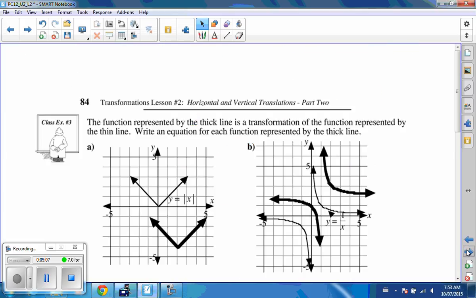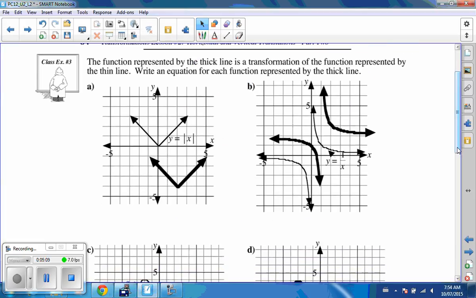So, here we have to look at what was done based on the graphs. So the thick line is the transformation. Here's the original.